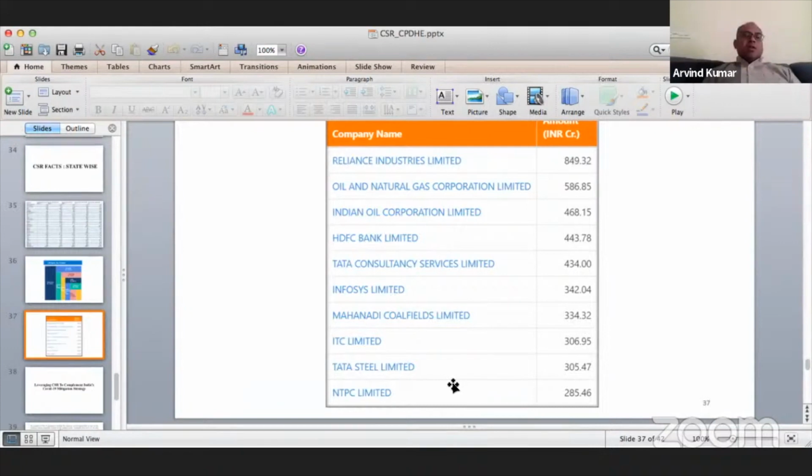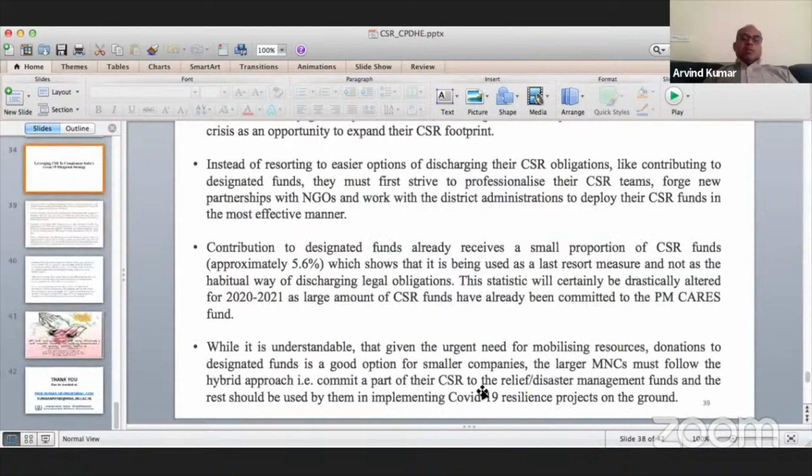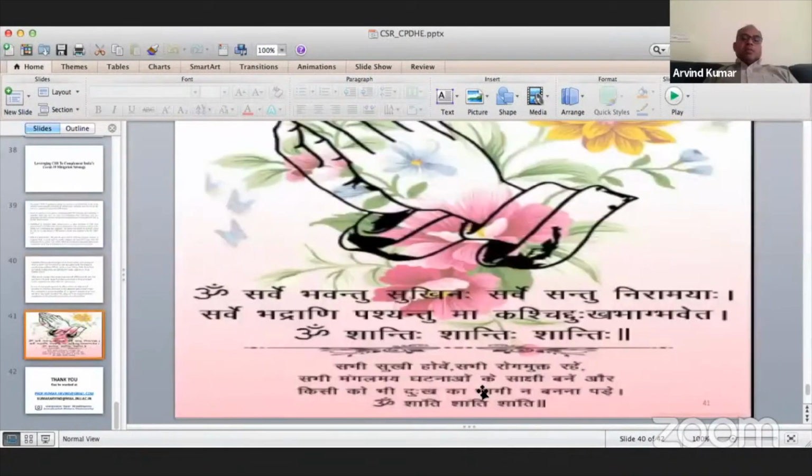But I must share with all participants here one very, very important saying that comes from our philosophy: Sarve Bhavantu Sukhina, Sarve Santu Niramaya, Sarve Bhadrani Pashyantu, Ma Kashchid Dukha Bhag Bhavet. It means: सभी सुखी हों, सभी रोग मुक्त रहें, सभी मंगलमय घटनाओं के साक्षी बनें और किसी को भी दुख का भागी न बनना पड़े. This is the kind of Indian philosophy that we have.